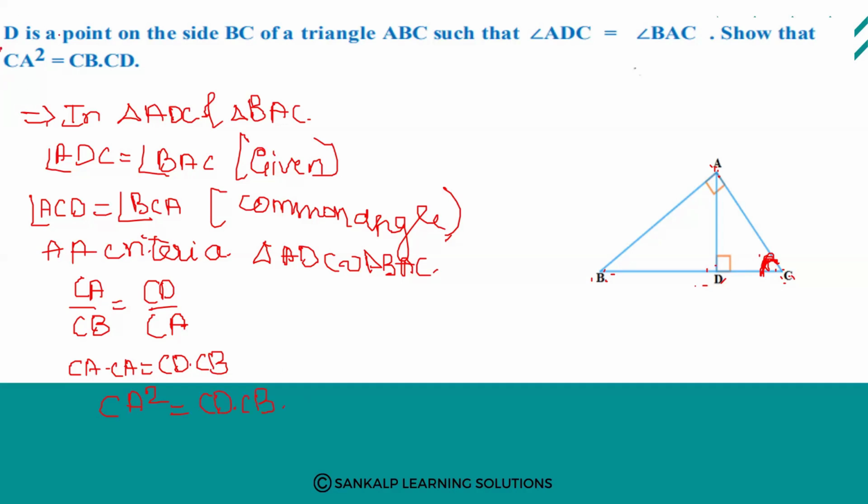Yes, that is what they have asked, right? CA square is equal to CB into CD. That only they have asked in the question: show that CA square is equal to CD into CB. In the similarity property, what do we do? By using AA, SSS, SAS criteria, we show that triangles are similar. When the two triangles are similar, we can use that corresponding sides are in the same proportion. Or in some triangles, we can use Thales theorem also. That is all. Based on that concept only, we are going to solve all the questions, right?